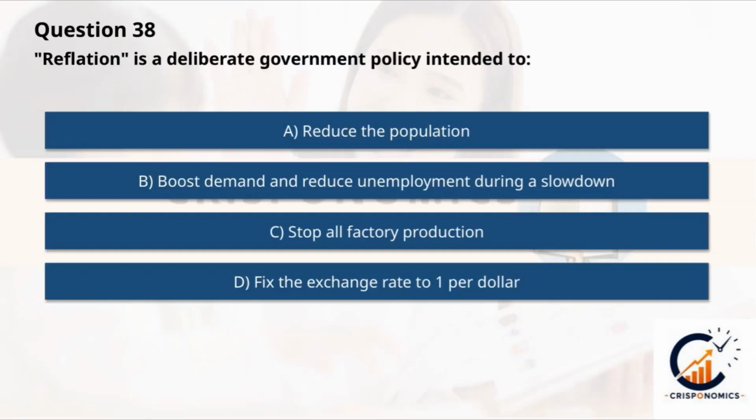Reflation is a deliberate government policy aimed at stimulating the economy. The key goal is to boost demand and reduce unemployment during a slowdown. It's about encouraging growth when things are sluggish. Other options like fixing exchange rates, stopping factory production, or reducing population don't fit the purpose of reflation. So, when we talk reflation, think of it as a targeted effort to breathe life back into an economy that's losing steam.